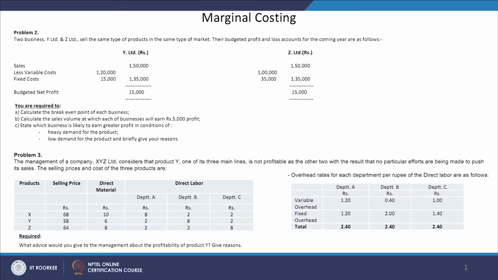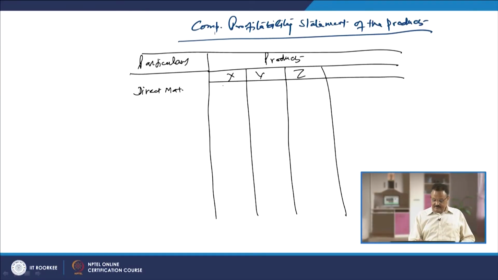If you look back here, the direct material cost is given to us for all the products, and this cost is 10, 6 and 8 rupees for the products respectively. Okay, this is the direct material cost, right.